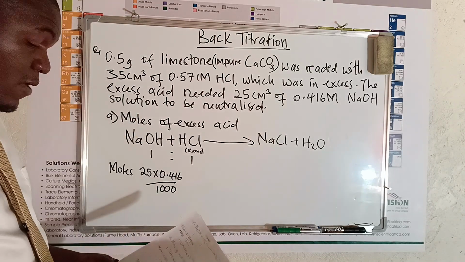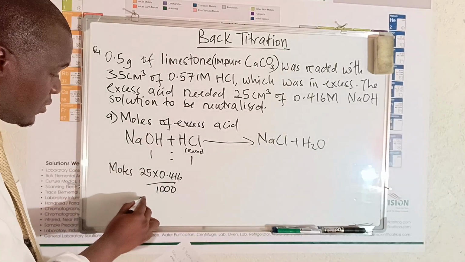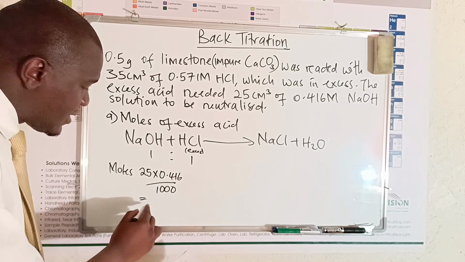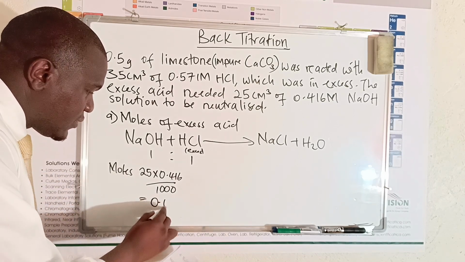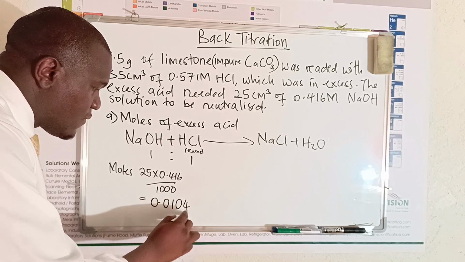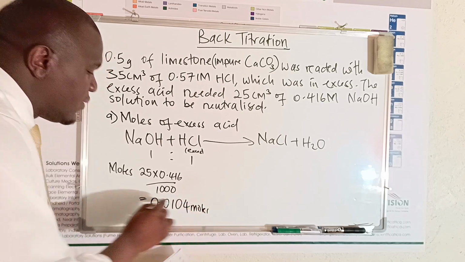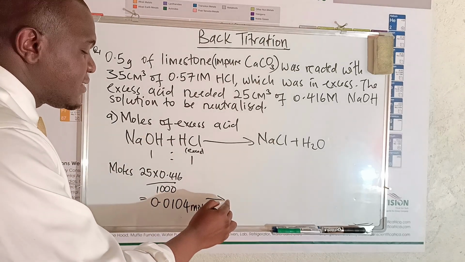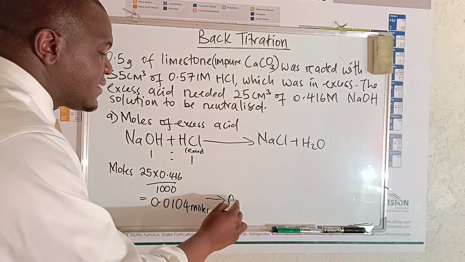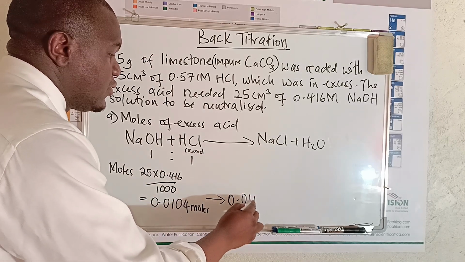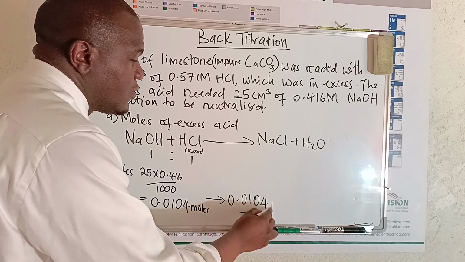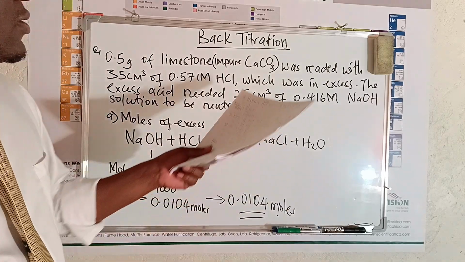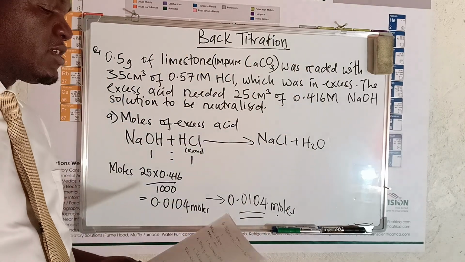Now in this case we get the moles of sodium hydroxide. If we multiply, our answer is 0.0104 moles. These are moles of sodium hydroxide, and because the mole ratio is 1:1, it is the same as the moles of acid. So this much acid was the excess after reaction with calcium carbonate in the limestone.